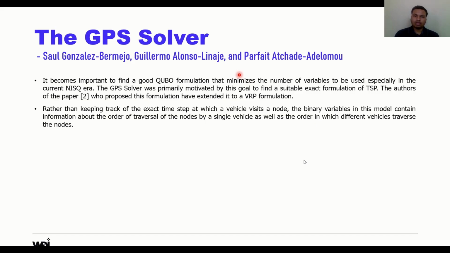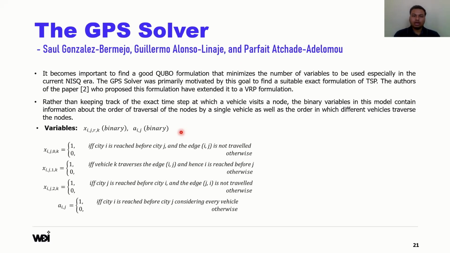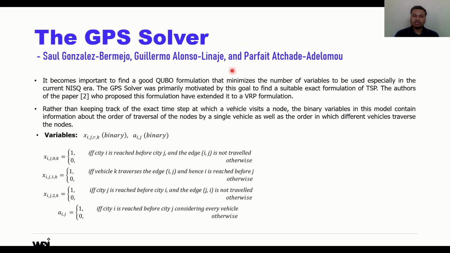Okay, now let's take a closer look at the GPS formulation. In the GPS solver approach, instead of keeping information about the exact time step at which a vehicle visits a city, like in the earlier exact solver, the binary variables encode information about the order in which a single vehicle traverses the nodes and the order in which different vehicles start and finish their journey.